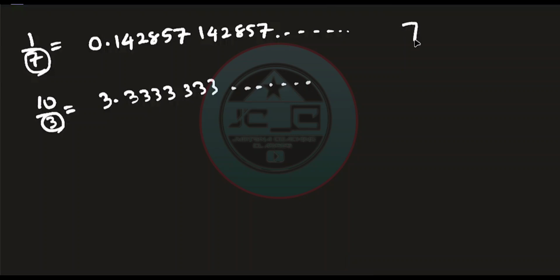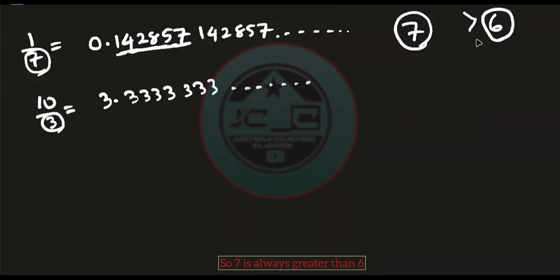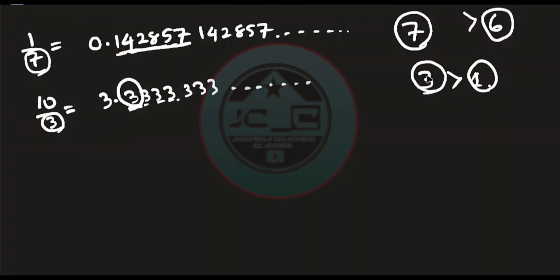So the second point we noticed here is that the divisor, this is the divisor, this is also the divisor. Here the divisor is 7, and the number of entries in the repeating string, how many digits are there? It is 6 digits. So 7 is always greater than 6. What is the divisor here? 3, right? And the number of entries in the repeating string, how many digits? Only one digit repeats. So 3 is always greater than 1. So we can conclude this, right?